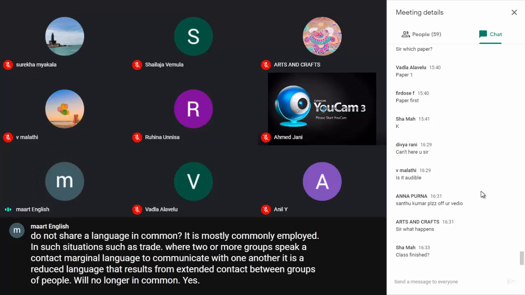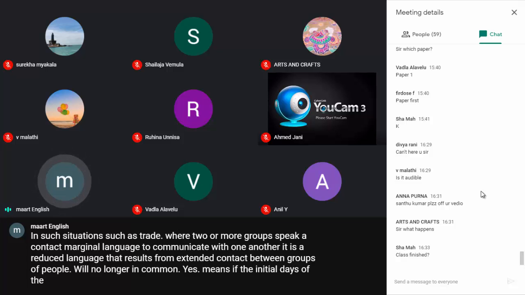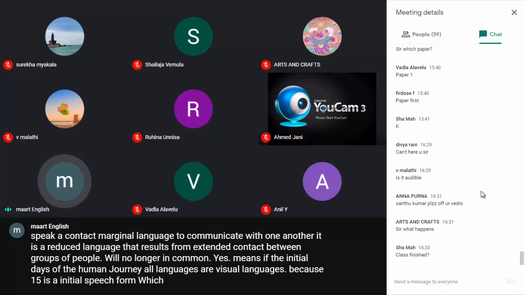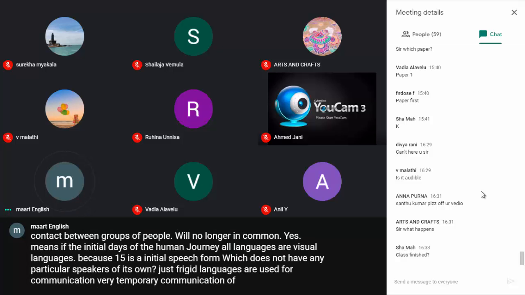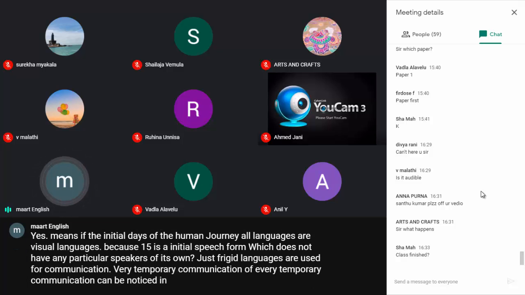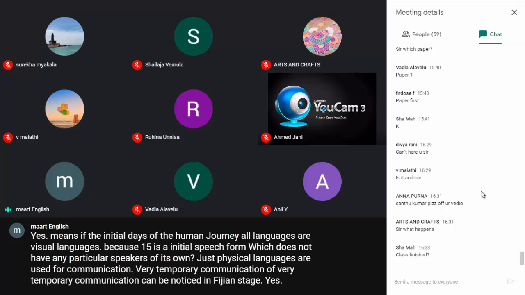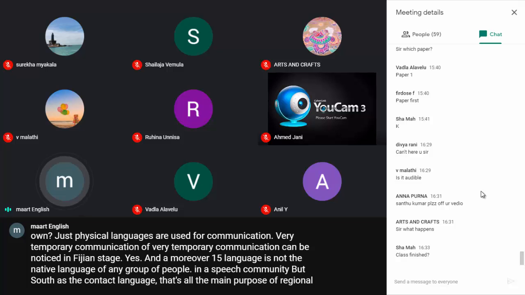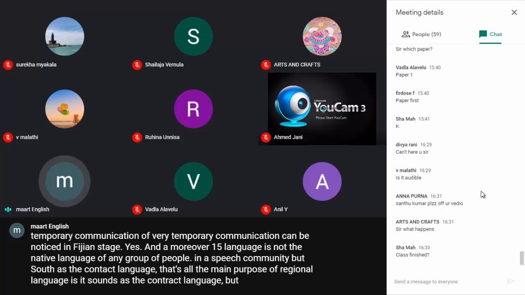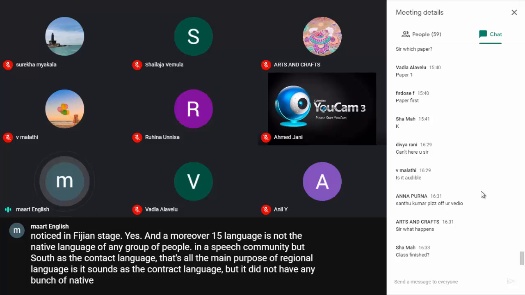It means that in the initial days of the human journey, all languages were pidgin languages, because pidgin is an initial speech form which does not have any particular speakers of its own. Pidgin languages are just used for communication, and very temporary communication can be noticed in the pidgin stage. Moreover, a pidgin language is not the native language of any group of people or any speech community, but serves as the contact language. That's all. The main purpose of a pidgin language is that it serves as the contact language, but it does not have any group of native speakers of its own.